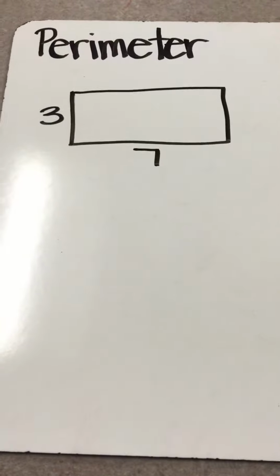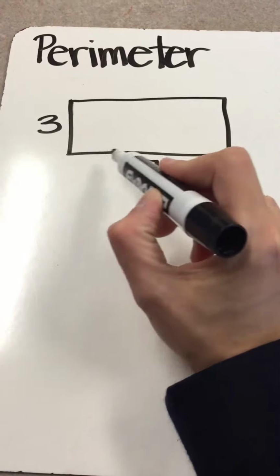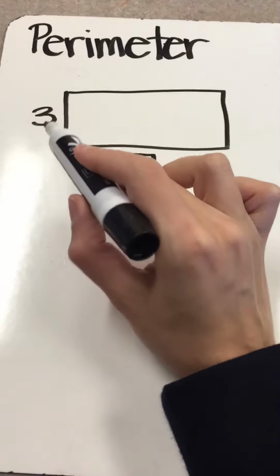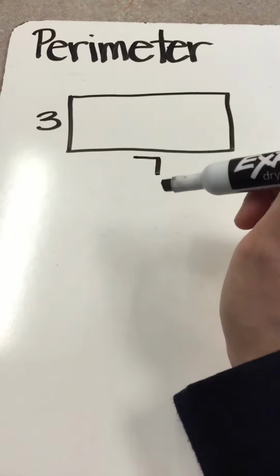In this video, you'll learn how to solve for perimeter. The perimeter is the outside distance around an object. Think of it like a fence in a backyard. In order to find perimeter, we can use three different formulas.